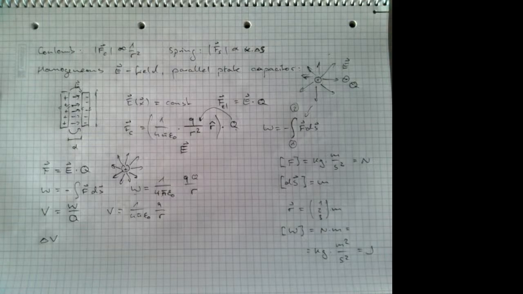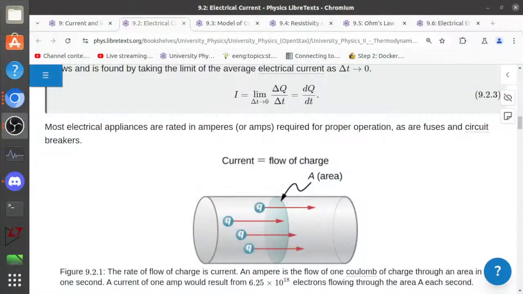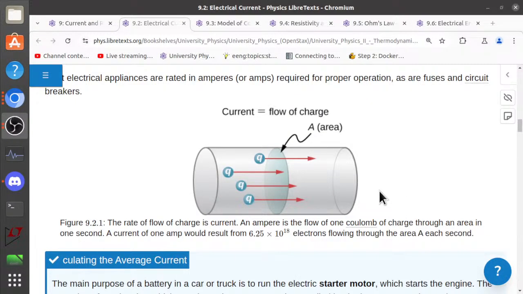Current and resistance. Screen. So I didn't prepare slides. I'm just taking the images and the figures directly from the book, right? I think that makes sense.